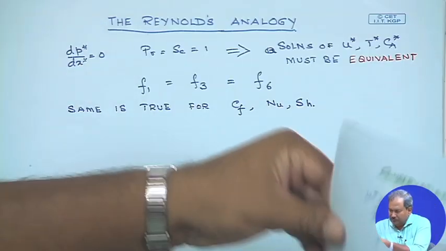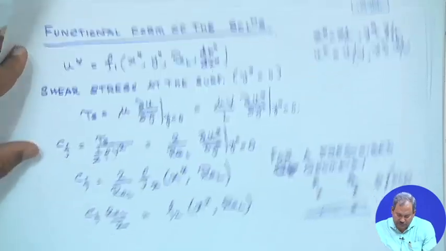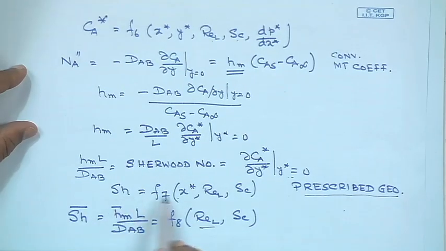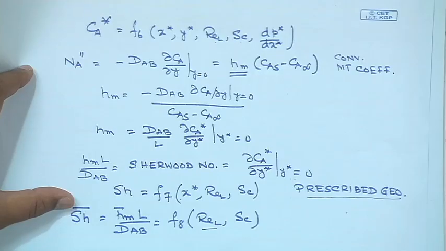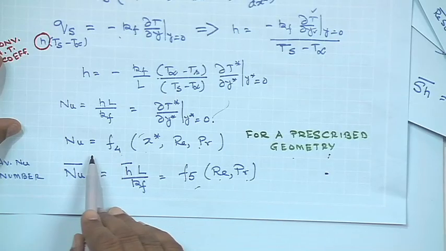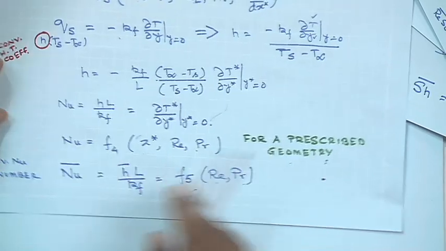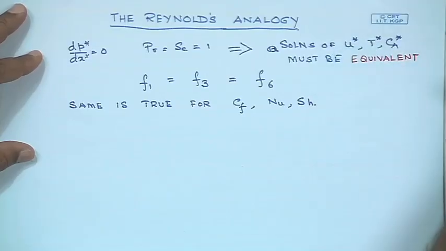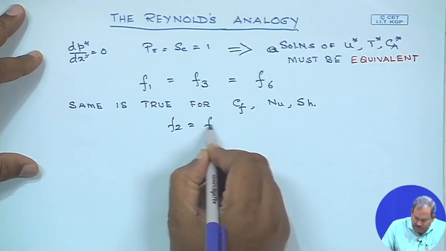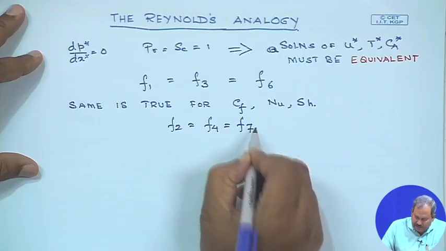So, what are the coefficients for friction? Cf times REL by 2 is F2, Sherwood number is equal to F7, and Nusselt number I think is going to be equal to F4. So, these are going to be the same. So, therefore, F2 would be same as F4, same as F7.